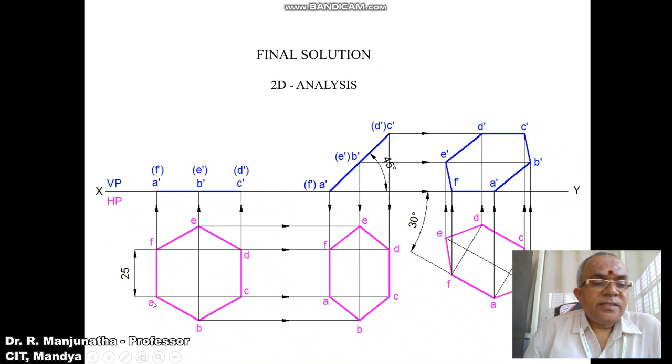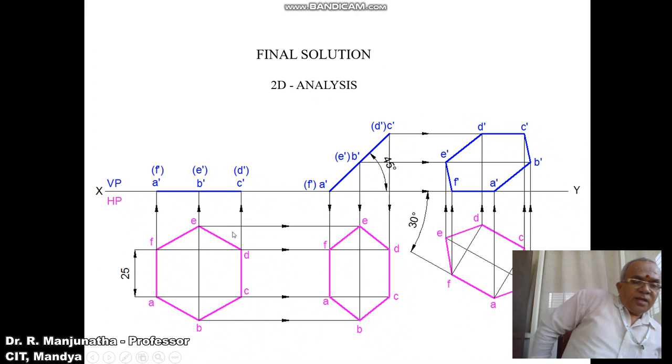Then you mark the points as A, B, C, D, E and F, and then join A to B, B to C, C to D, D to E, E to F and F to A with a dark line. So this is how you will be able to construct the hexagon.